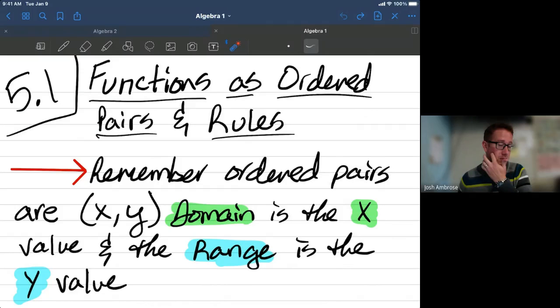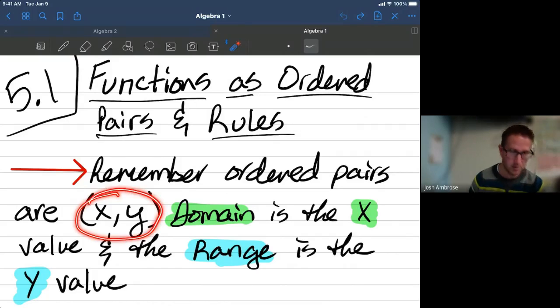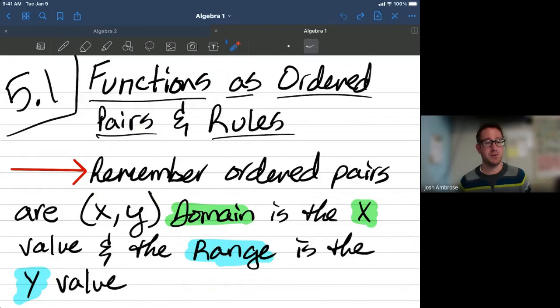You'll see I've made sure to highlight some of the important things, and you can even color coordinate this. In the first note, an ordered pair for starters is this X and Y. Don't forget that the X always goes first, and then Y second.